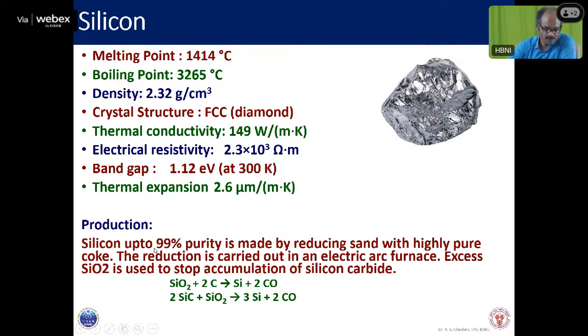For production, silicon up to 99% purity is made by reducing sand with highly pure coke. The reduction is carried out in an electric arc furnace. Excess silicon dioxide is used to stop accumulation of silicon carbide. So silicon is produced from sand: SiO2 reacts with carbon and gives you Si plus CO, and then SiC and SiO2 also give you silicon and CO.